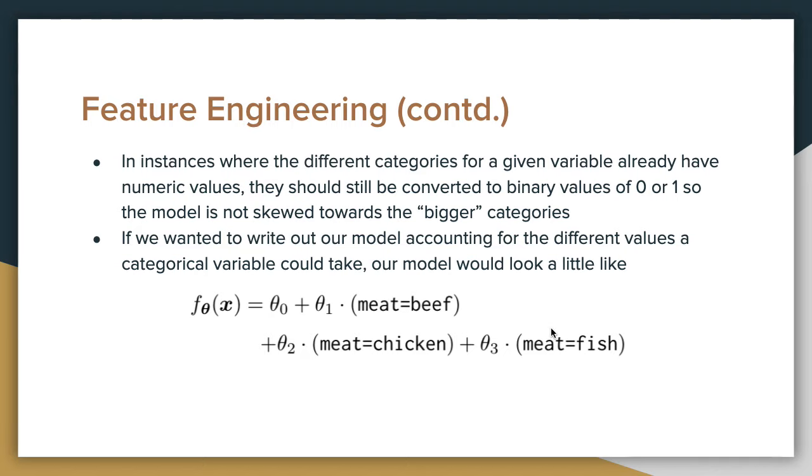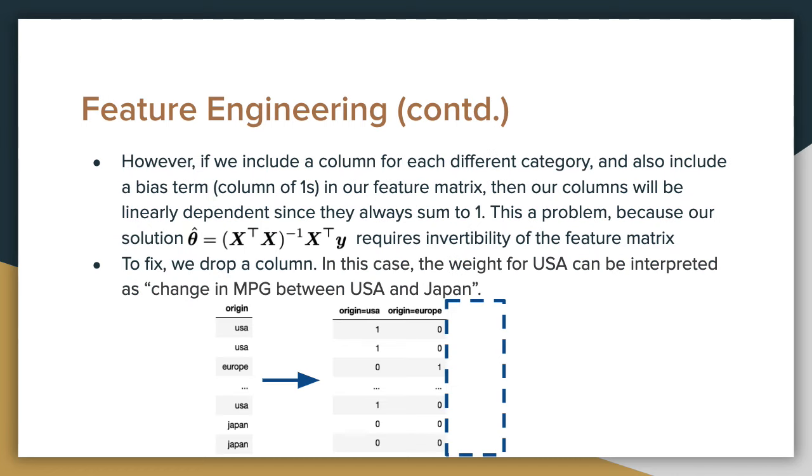But now let's go back to why we introduced feature engineering in the first place. We were trying to ensure that our feature matrix was invertible, right? We didn't want it to be not invertible because that'd be a problem. However, in the case of one-hot encoding that I just showed you, where we had a column for every different category you could take, if you had all those columns and you also had a bias term, then you would have linearly dependent columns.